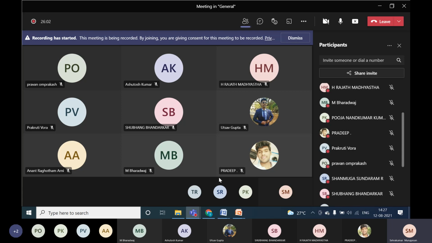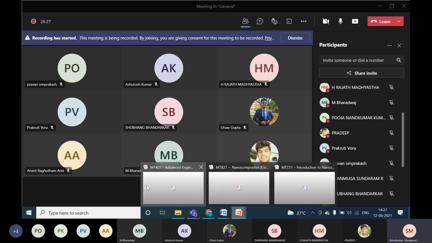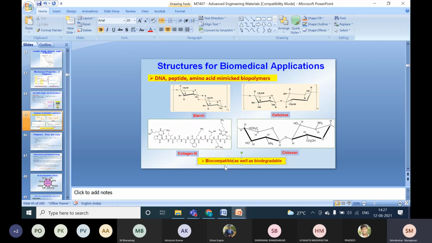And the second thing, of course, even if they don't degrade, that will be problematic. Because we are consuming or implanting something, or implanting on the wound, etc. That means over a period of time, the material should degrade. If they don't degrade, it's going to be an issue, because you are carrying that additional weight throughout your life. So that doesn't make sense. So these two things are very important: biodegradation as well as biocompatibility.